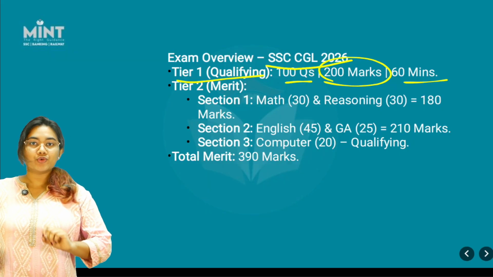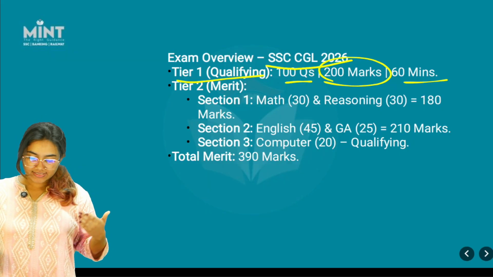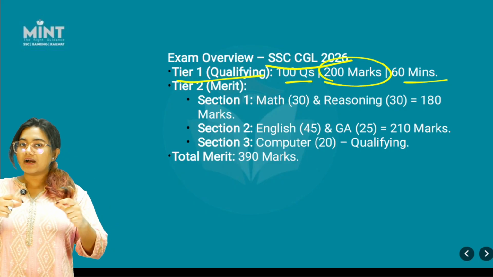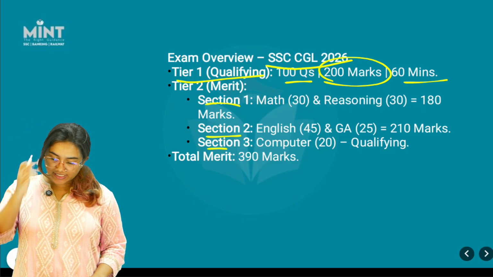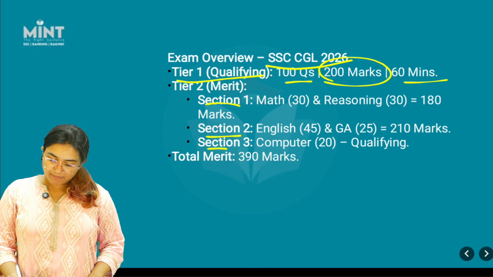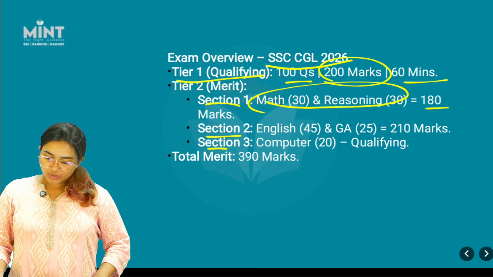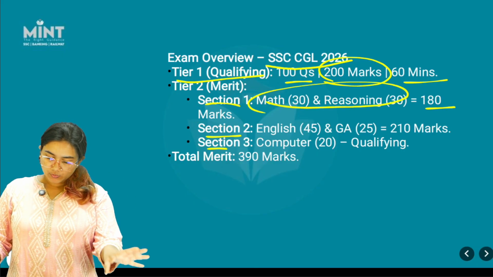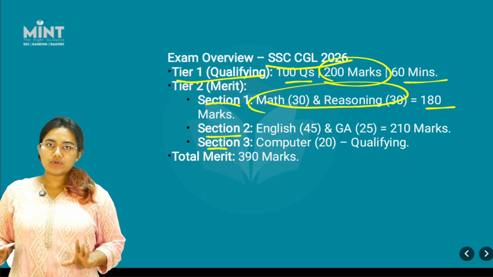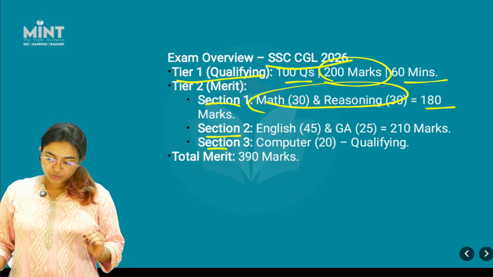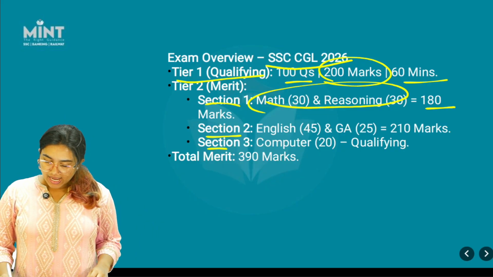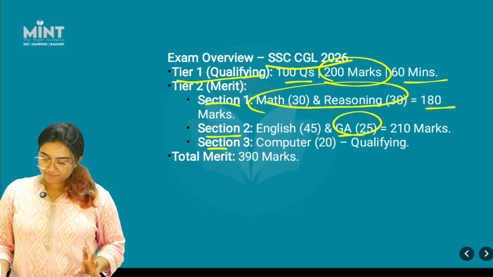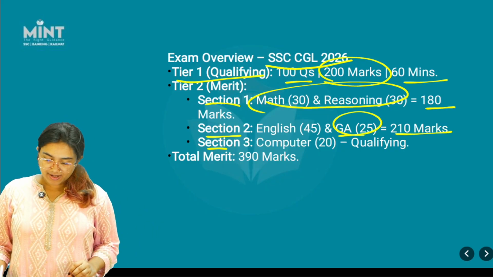And then tier 2, which is going to be your merit, where they're going to take the marks to your final list. That is going to have a total of 3 sections, right? So the first section is going to be math and reasoning, which is going to be about 180 marks, with math and reasoning having equal distribution of marks. Section 2 is going to be English with a higher weightage of 45 marks and general awareness about 25 marks. So total will be about 210 marks.